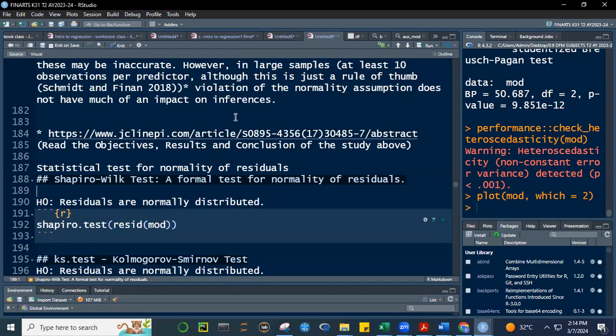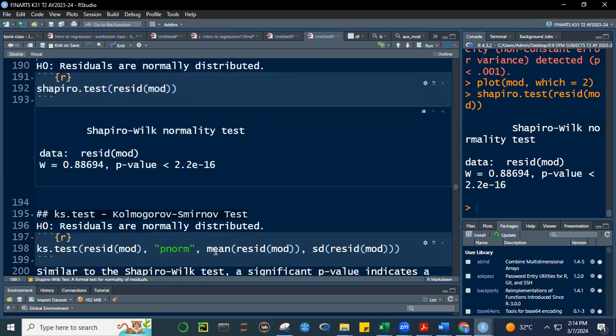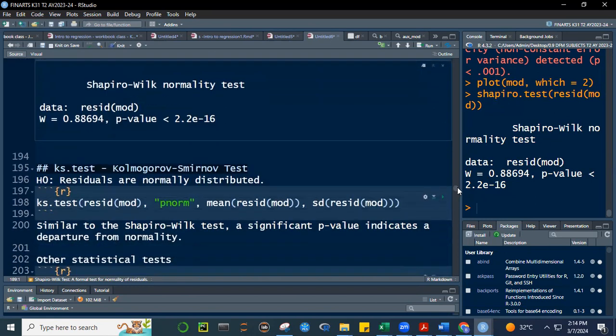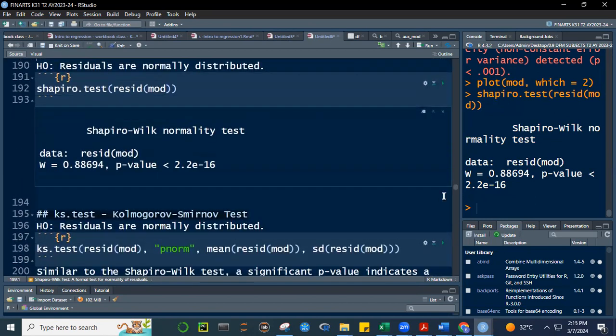Okay, so tingnan natin, class, yung model natin. Ang suspicion natin hindi normally distributed to, no? So i-run natin tong Shapiro test, and then the p-value is less than 0.05. Okay, and what does this tell us, class? We reject the null hypothesis that the residuals are normally distributed. Yan. So si Shapiro test, pinakita sa atin na hindi nga normally distributed yung residuals natin.